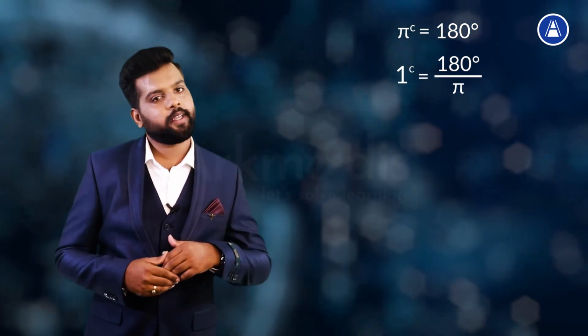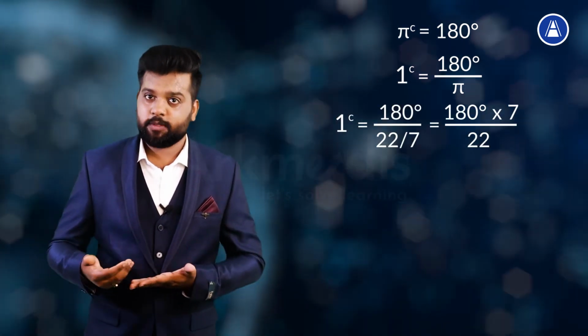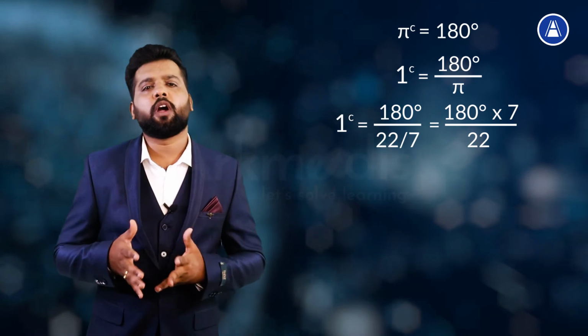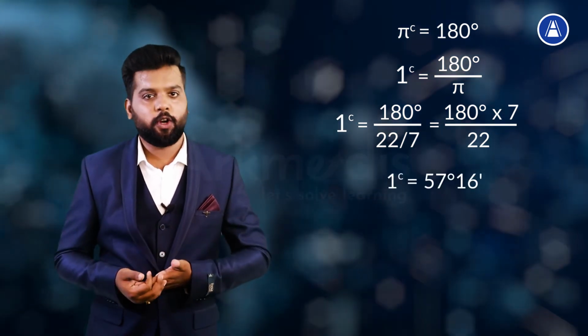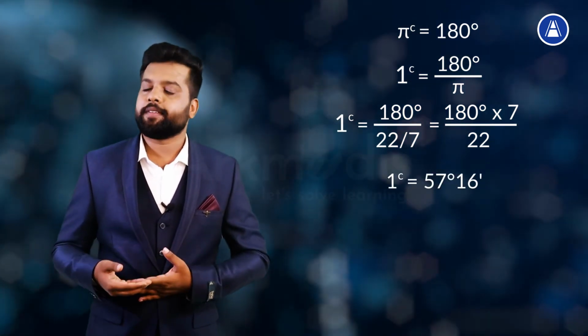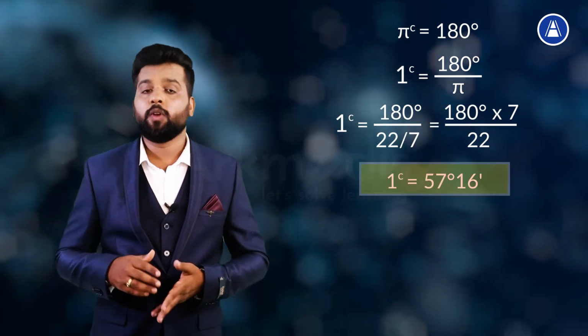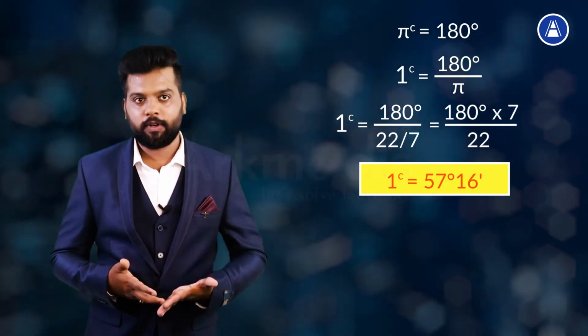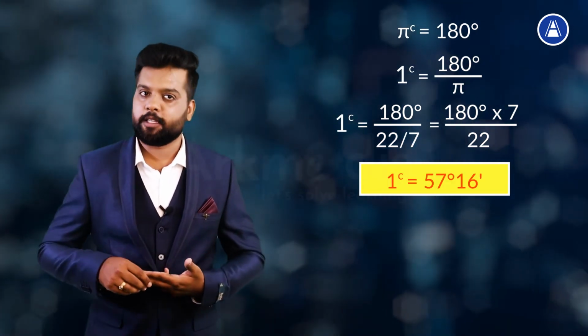Also sir, why write pi when we can have the approximate value? Sure, let us substitute the approximate value of pi, which is 22 by 7. So now, we already know that pi radians is equal to 180 degrees, which means 1 radian is equal to 180 degrees by pi, which is equal to 180 degrees by 22 by 7. Solving that, we get an approximate value of 1 radian, which is 57 degrees and 16 minutes. Therefore, 1 radian is approximately equal to 57 degrees 16 minutes.